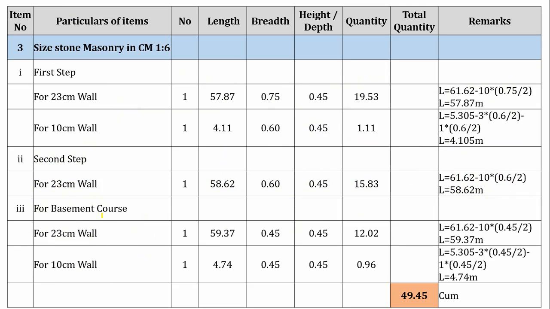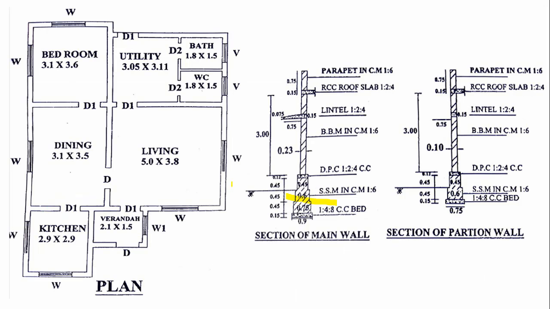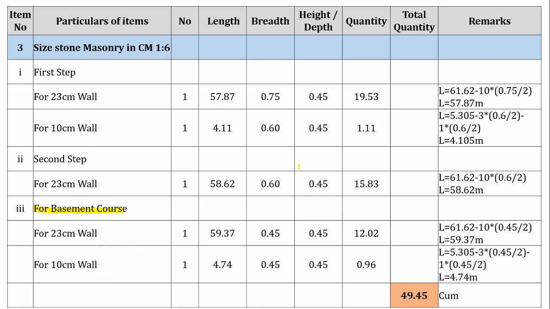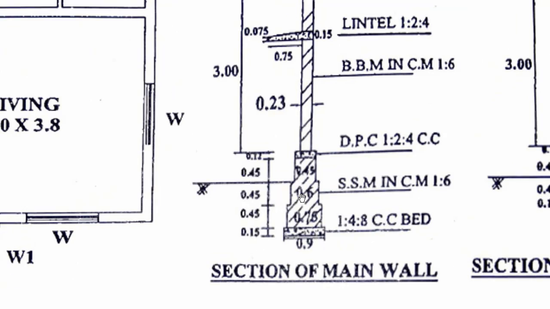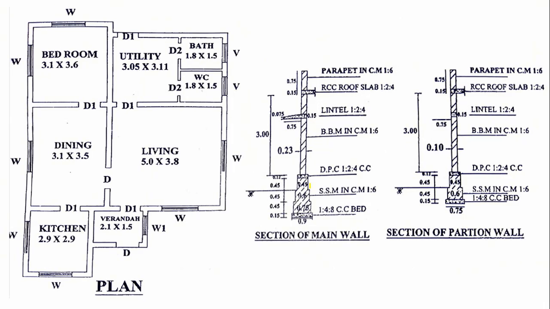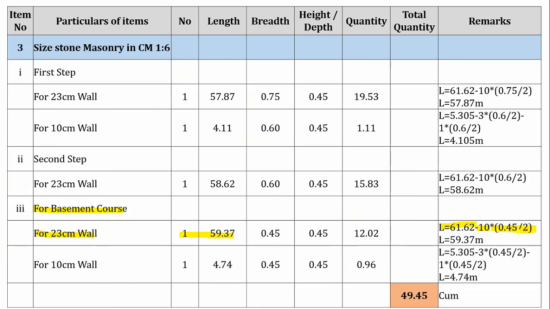Then next we will go for the plinth level, or the basement course. We will calculate for this and for this. First let us calculate for this 23 centimeter wall. This length has to be calculated. Length is equal to center distance minus n into b divided by 2, where n is the number of junctions. Width is how much? You can see here, 0.45. Therefore this is 0.45 divided by 2. This answer will be 59.37.